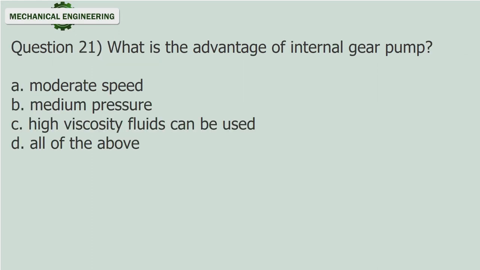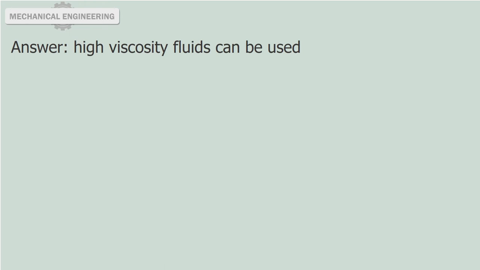Question 21. What is the advantage of internal gear pump? A. Moderate speed. B. Medium pressure. C. High viscosity fluids can be used. D. All of the above. Answer. High viscosity fluids can be used.